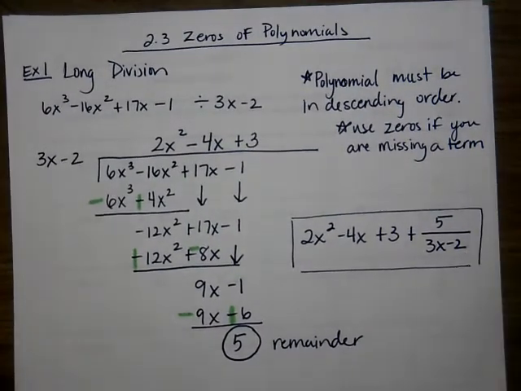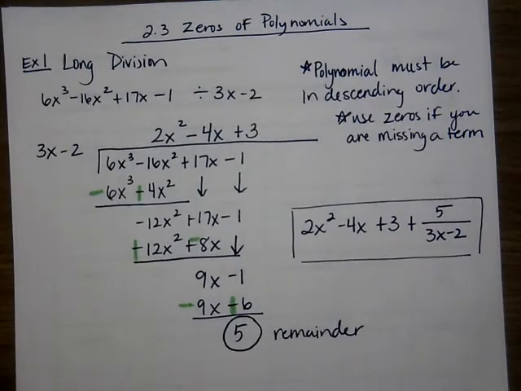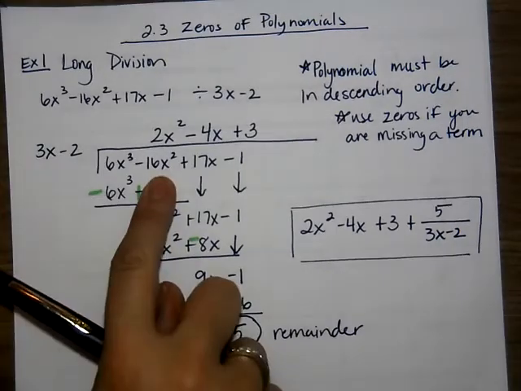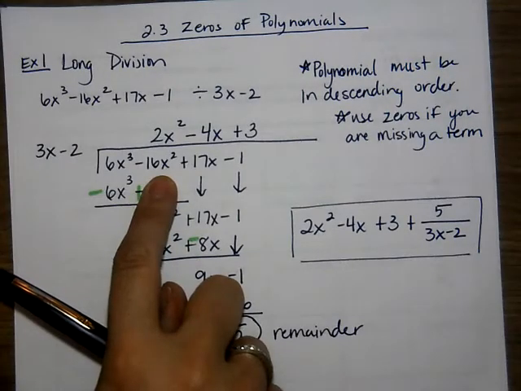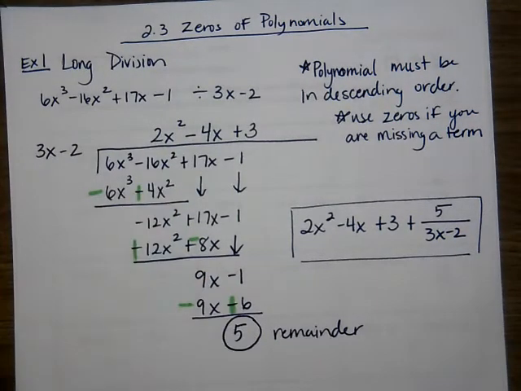Let's say 16x squared wasn't there. Do I just put 0 or do I do 0x squared? You would write 0x squared. And we're going to try that right now.